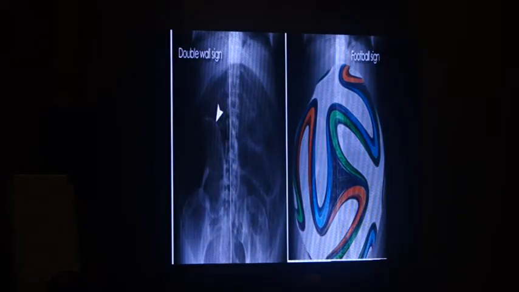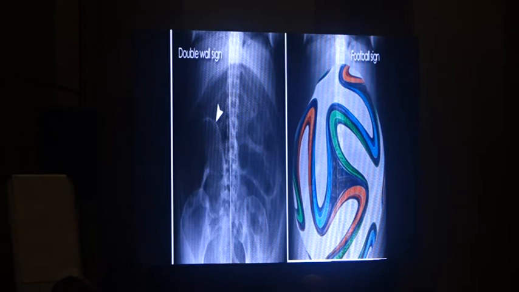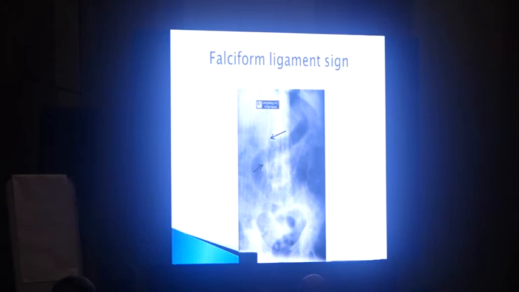Now this is another sign. This is called the football sign. When an excess amount of air is present inside the abdomen, it shows the appearance of a football. And this is the falciform ligament sign. We can see a very thin streak-like hyperdense structure on the right side of the abdomen. This is the falciform ligament. And again, it is a very rare phenomenon.